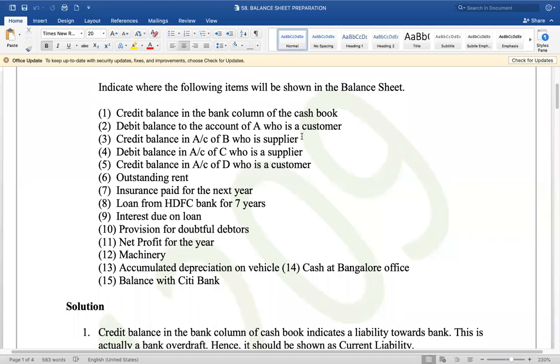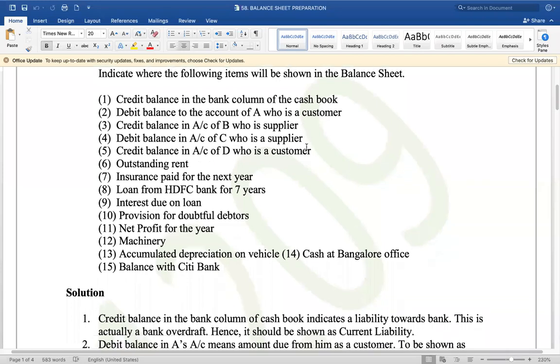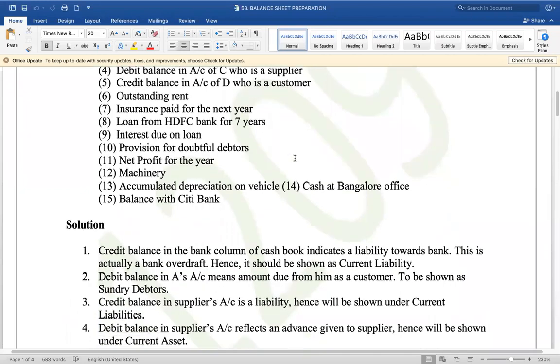Fine. Debit balance to the account of A, who is a customer. Debit balance of customer A. Who is customer A? Customer A is the one who has purchased goods on credit. Now, what is he called? He is called a debtor.